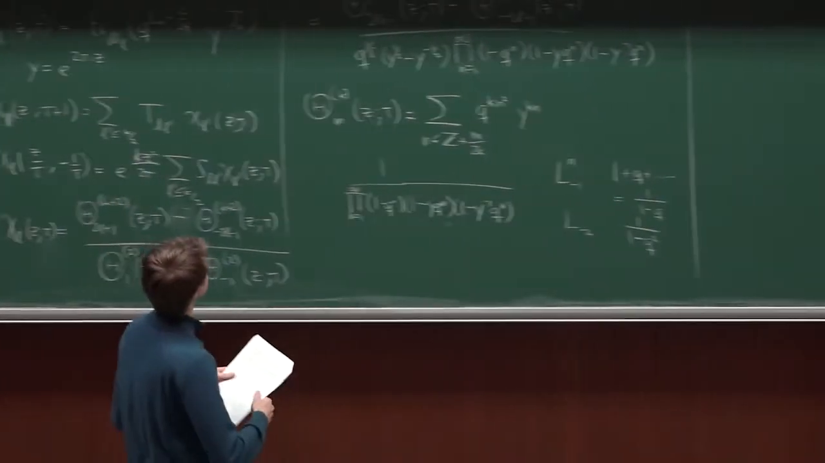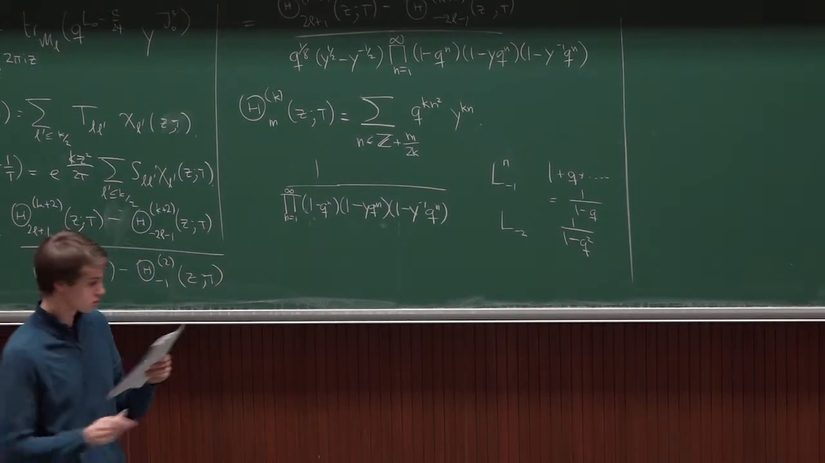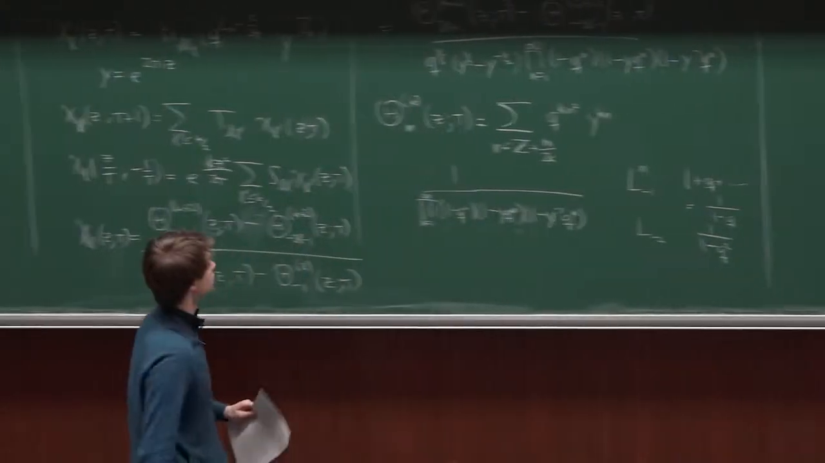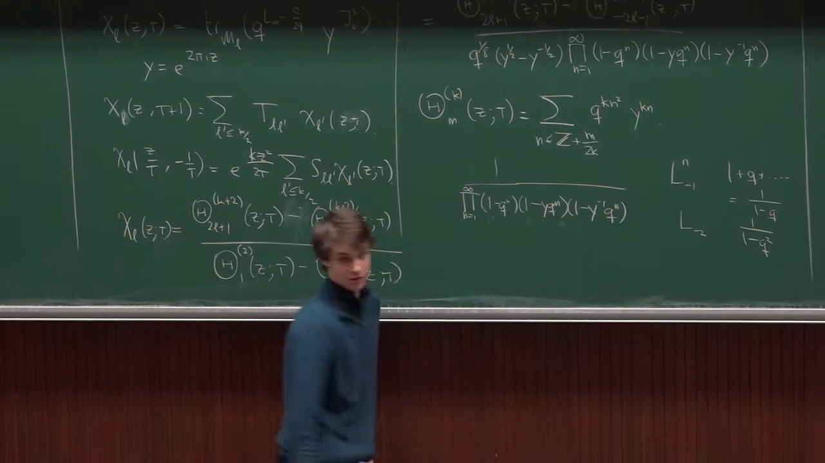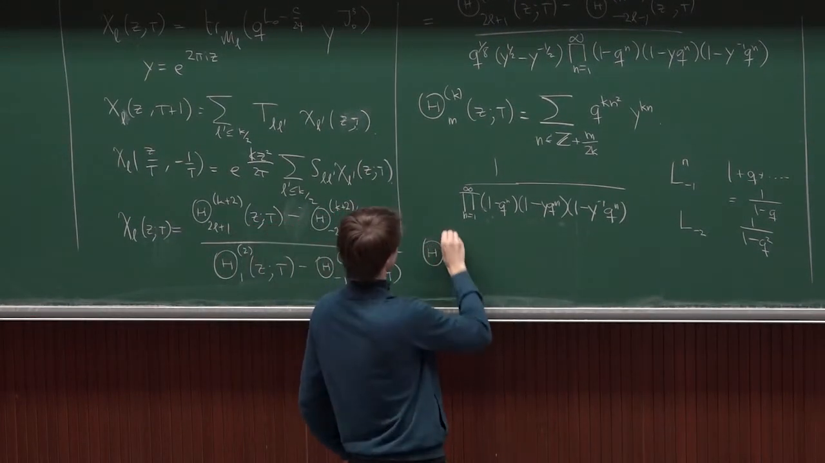Okay, so now let's look at other terms. Is that clear so far? Good. So let's look a bit at the numerator. So there are these weird theta functions. Let's look just at the lowest terms. So we have this.